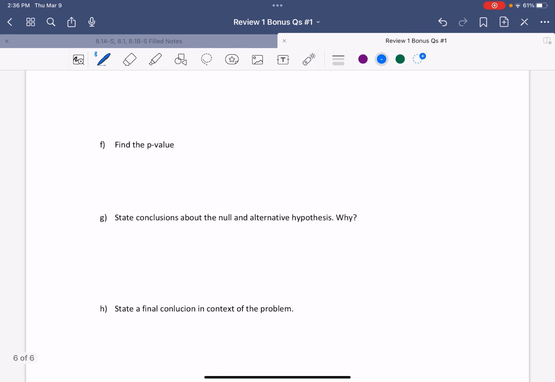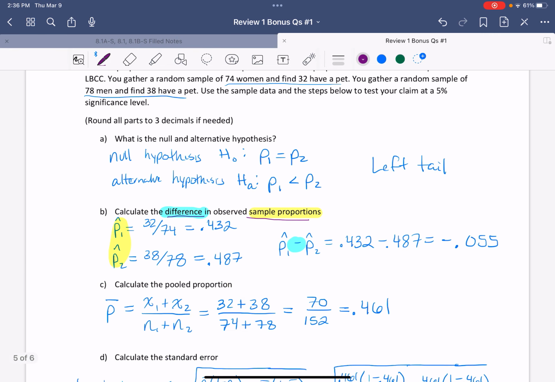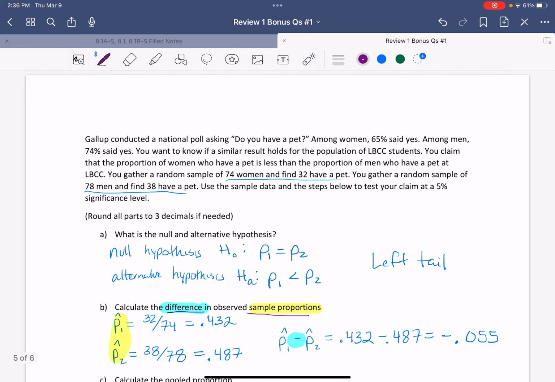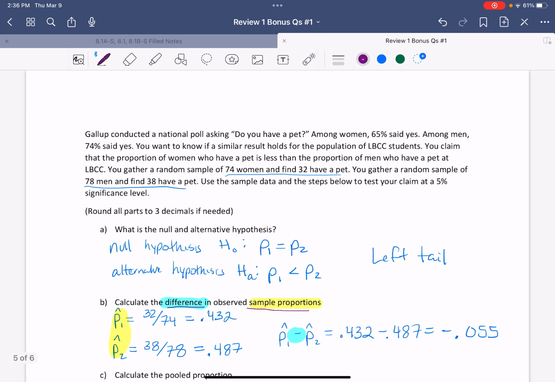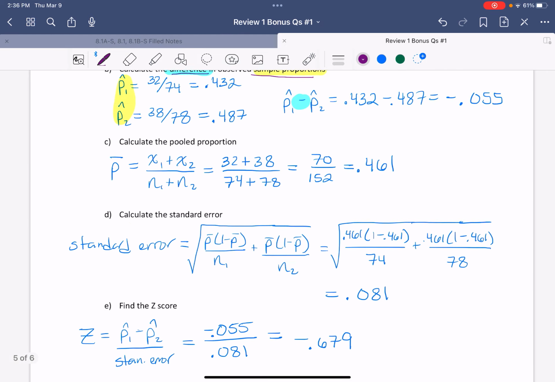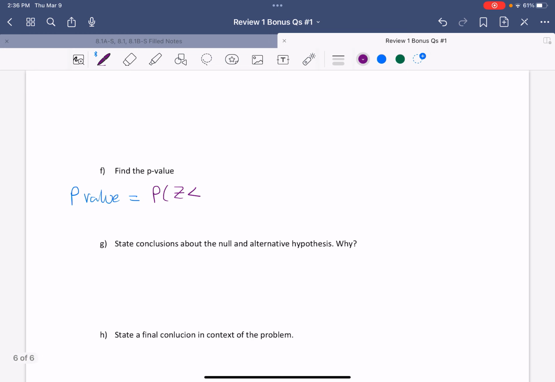Okay, part F, find the p-value. The p-value equals, really what is the p-value? It's the probability that your z-score is less than what we got here, the negative 0.679. And we know we're doing less than because in the very beginning, we said P1 is less than P2 and we said it was left tail. So less than negative 0.679.